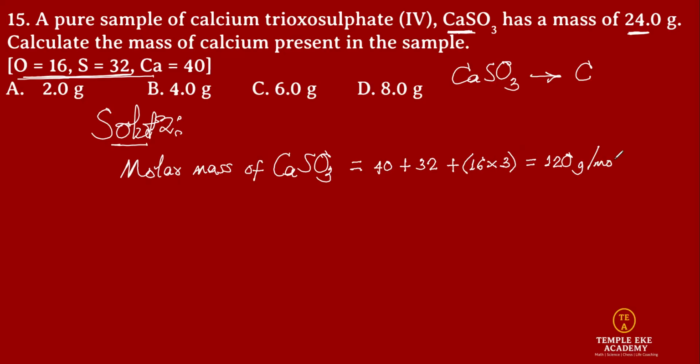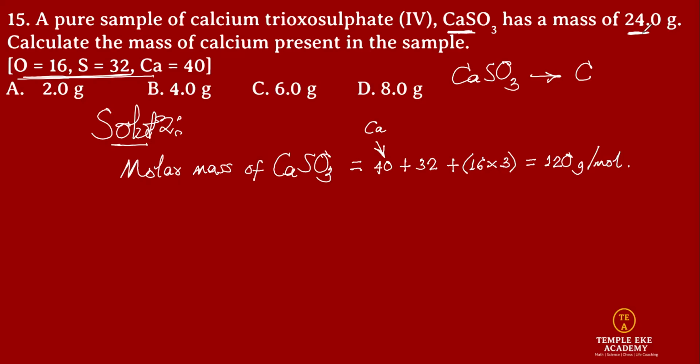What does this mean? This means 120 grams per mole. 1 mole of the compound, CaSO3, has a mass of 120 grams. This is the meaning. And now it is important to note right here, of this 120 grams, 40 has been contributed by calcium. So this is the mass contributed by calcium. And therefore, we can set up our relationship.